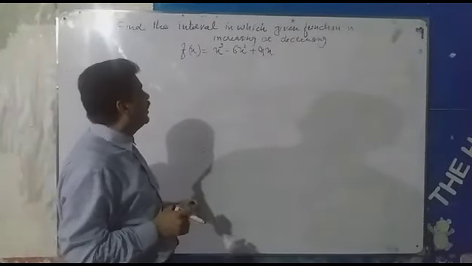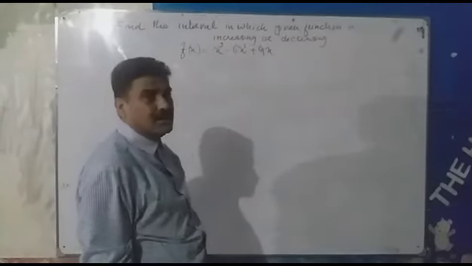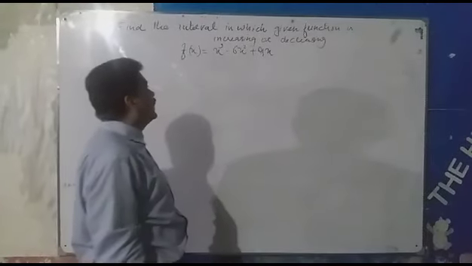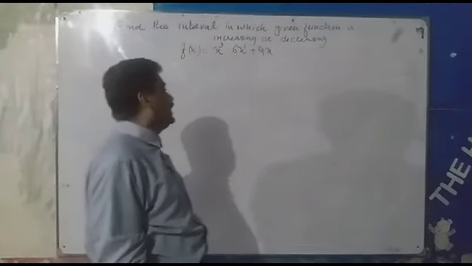Today we learn how we can find an interval for which a given function is increasing or decreasing. We have a function f of x is equal to x cube minus 6x square plus 9x.